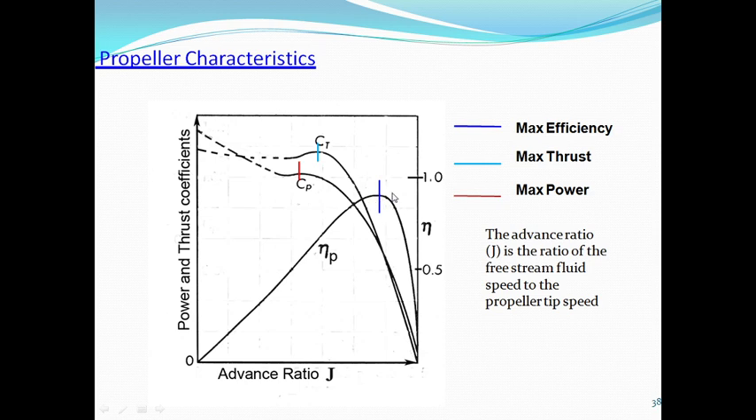Maximum efficiency, we try to keep it here. But the thing is that efficiency will not be the same at the starting. That means at the takeoff and all, efficiency is very, very less. As the speed goes up, that means your flight is moving up and it is taking off, and then climbing and all, the propeller efficiency will increase. And we try to keep the cruise here, so that cruise will be for a long time.